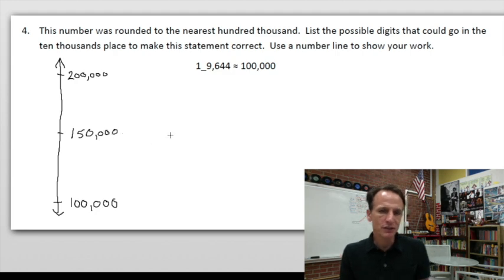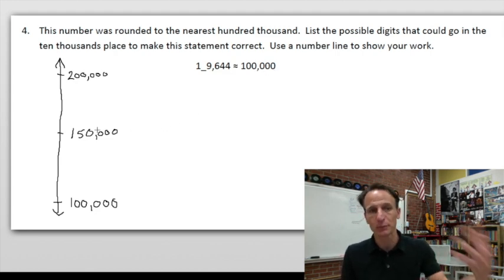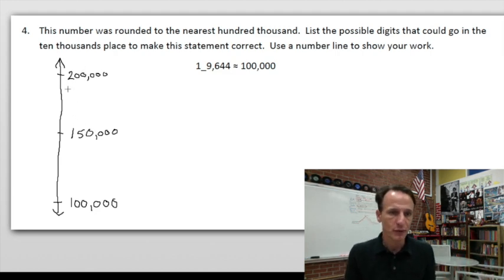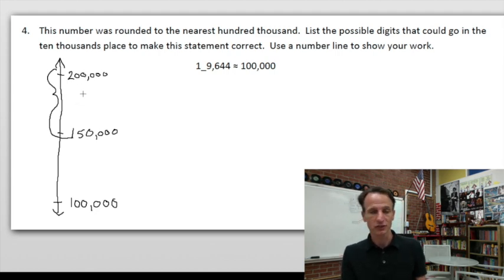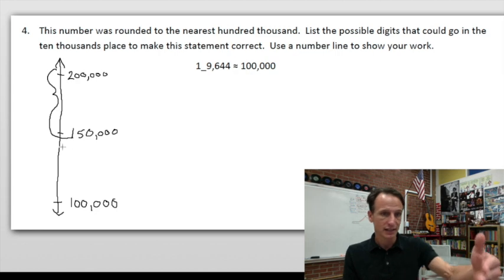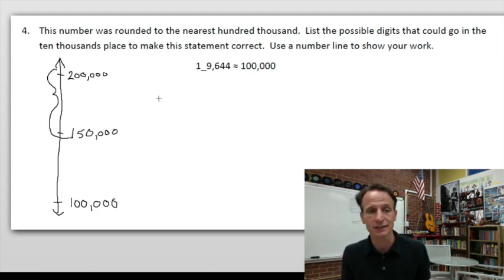Now, the numbers that would round down to 100,000, let's think about it in the other terms first. What would round up to 200,000? Well, that would be 150,000, right? And then anything above it, rounded to the nearest 100,000, would round up to 200,000. So this range is not going to round down to 100,000. It's everything below it that would. So if you think about it, what are our 10,000 marks? Because we're trying to find the digit that would go in the 10,000s place.